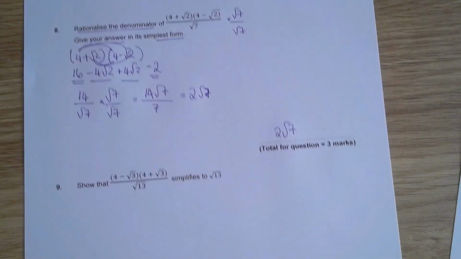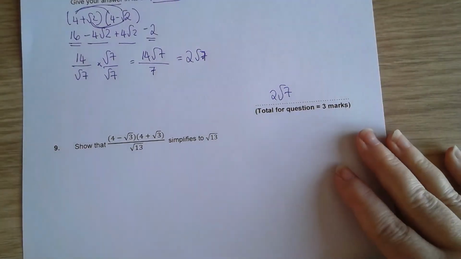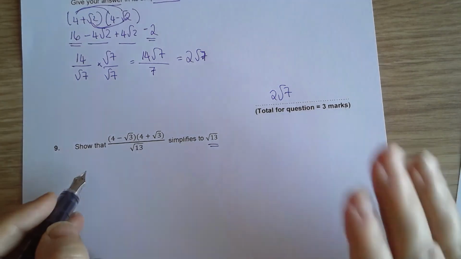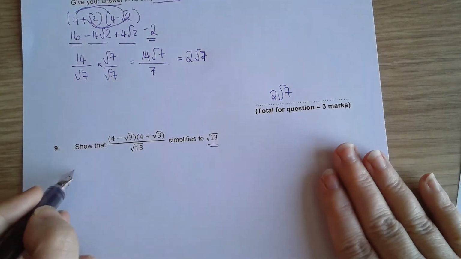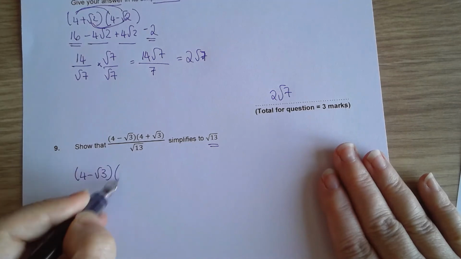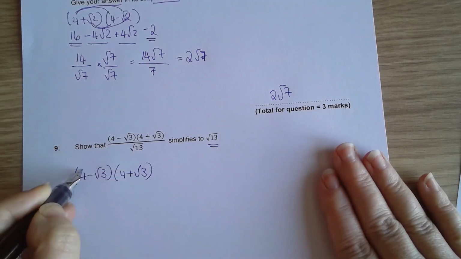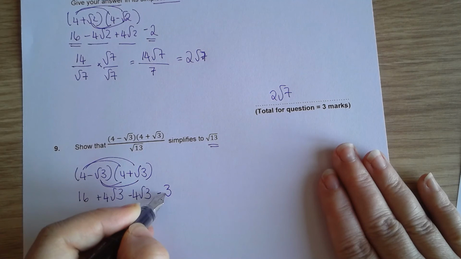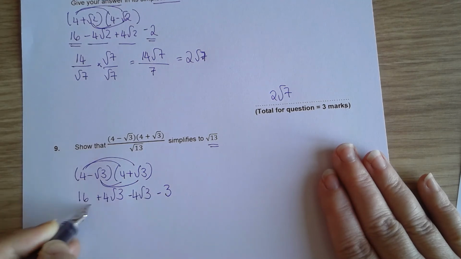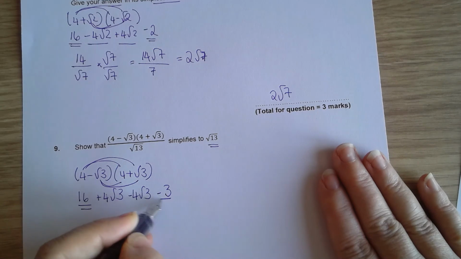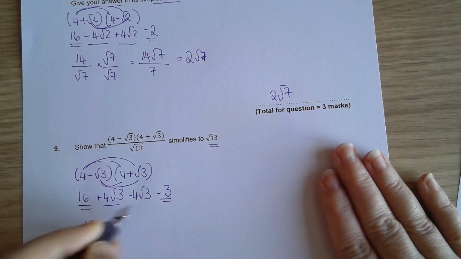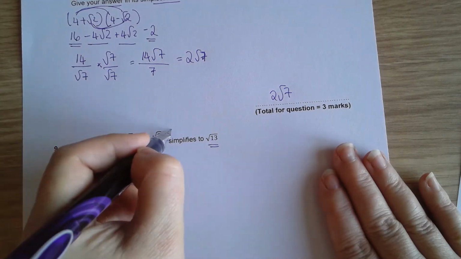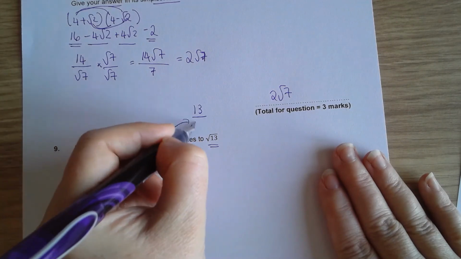Last question. Again, show that it simplifies to root 13. So I would almost ignore the answer to start with. Let's expand the brackets that are on the numerator. Deal with the integers, deal with the surds, and I can see that they cancel each other out. So this fraction becomes 13 divided by root 13.